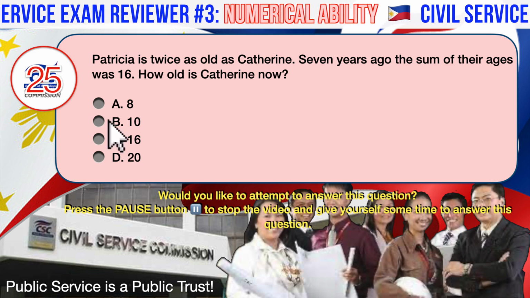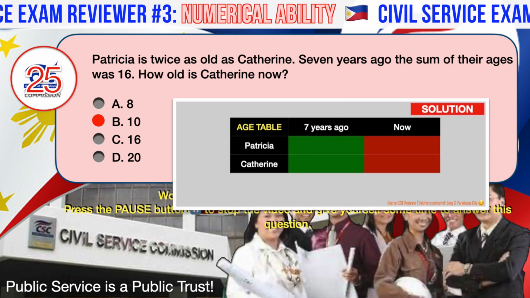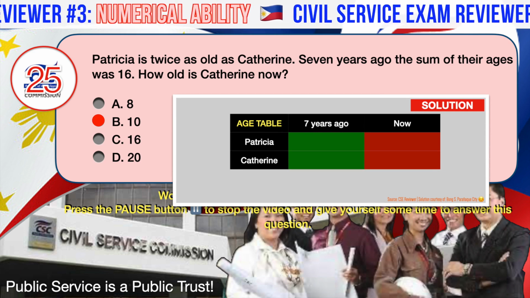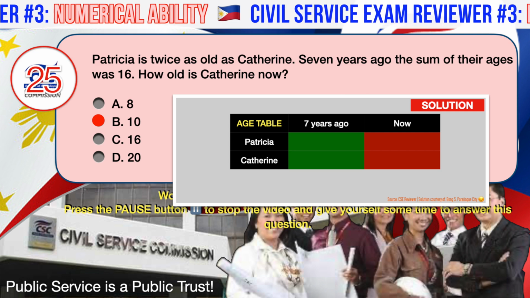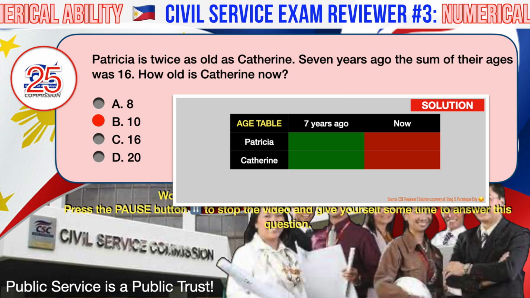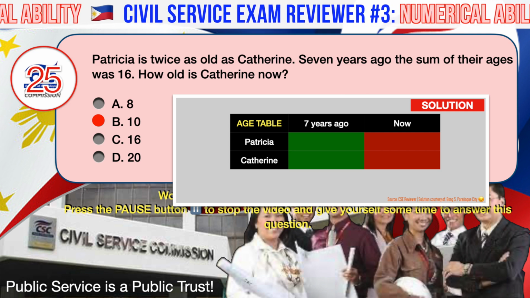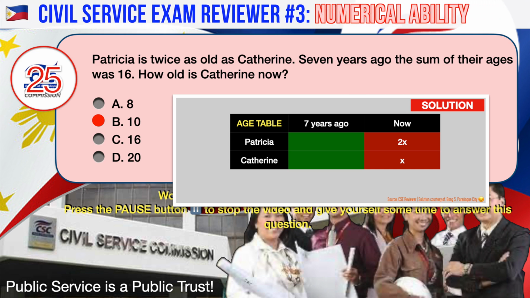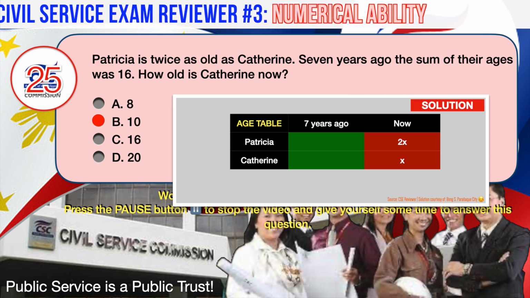The correct answer is B. 10. For age problems, we always recommend that you set up an age table. For this particular problem, we've set up the age table for you, as shown. There are two persons involved, Patricia and Catherine. There are also two time frames involved, now and 7 years ago. We let x be the age of Catherine now. It is also what we are asked to find in this given problem.